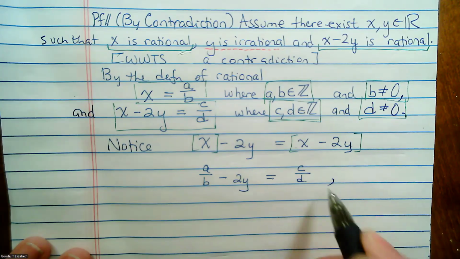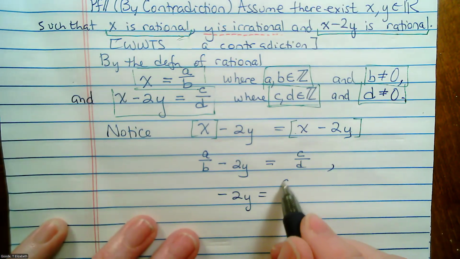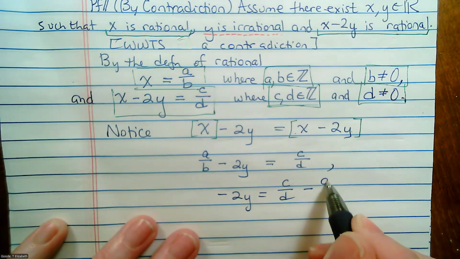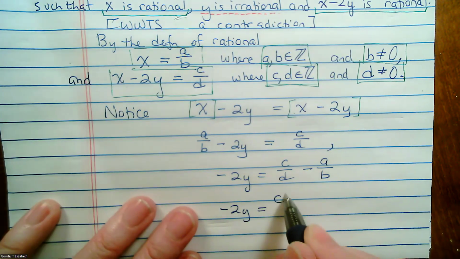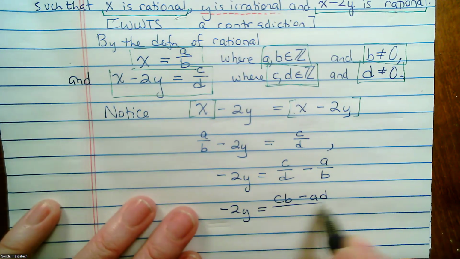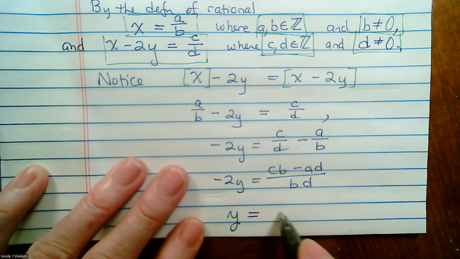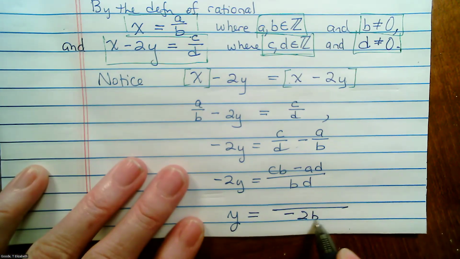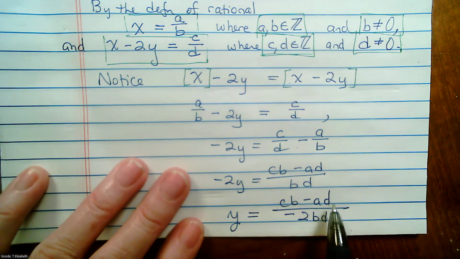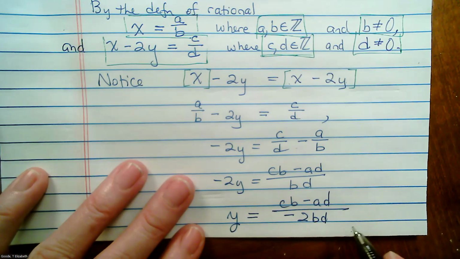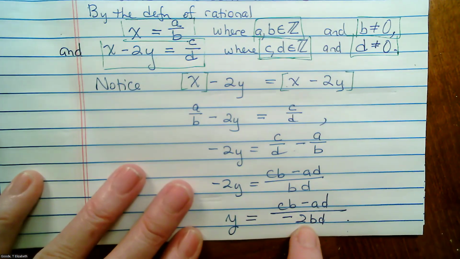Great. And now we can solve for y. We've got minus 2y equals c/d minus a/b, so minus 2y equals (cb minus ad) over common denominator bd. Finally, we can just divide both sides by -2, and we get (cb minus ad) over -2bd, or you could put (ad minus bc) over 2bd. It doesn't matter. The point is we've got y looking like something over something.